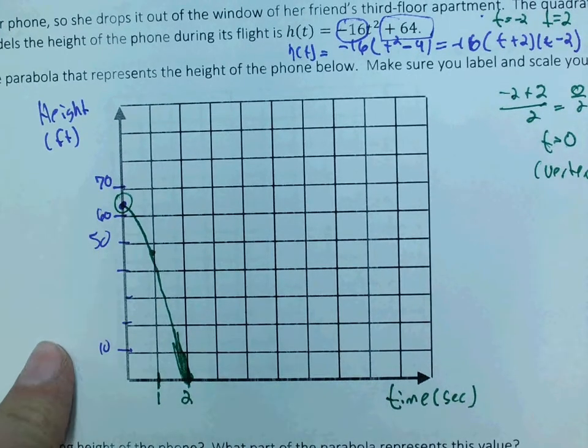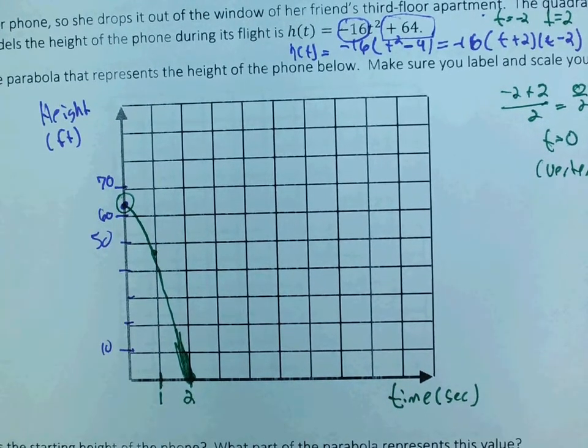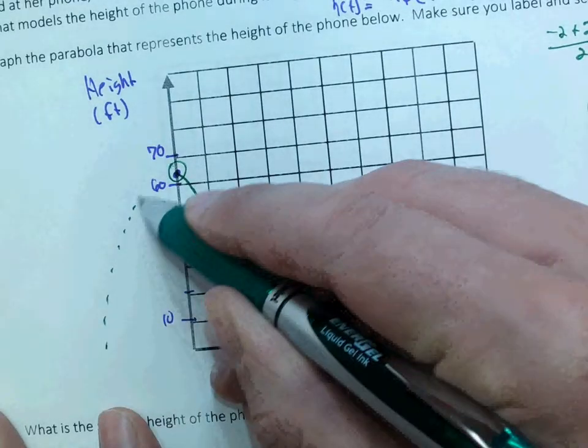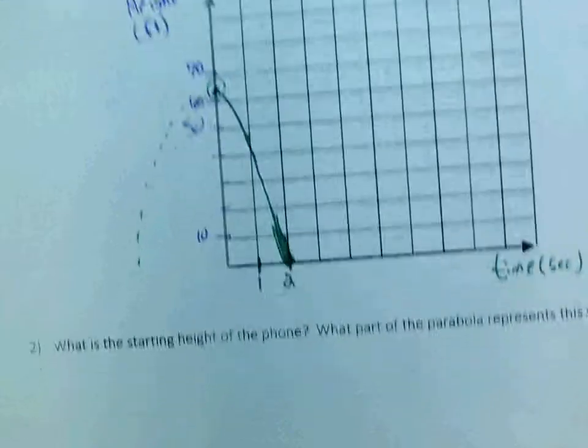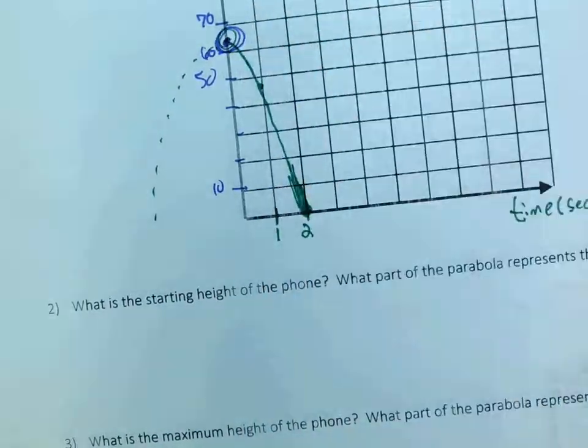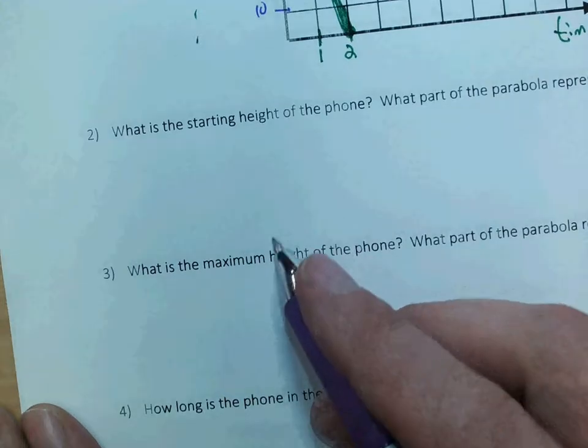We don't graph the negative side because this function has a domain restriction where really she didn't start throwing it until, it's not like the phone flew up into her hand. It started when she dropped it. So this is where it begins. The starting height of the phone, we can see that right here. I'm going to let you fill in the rest on your own.